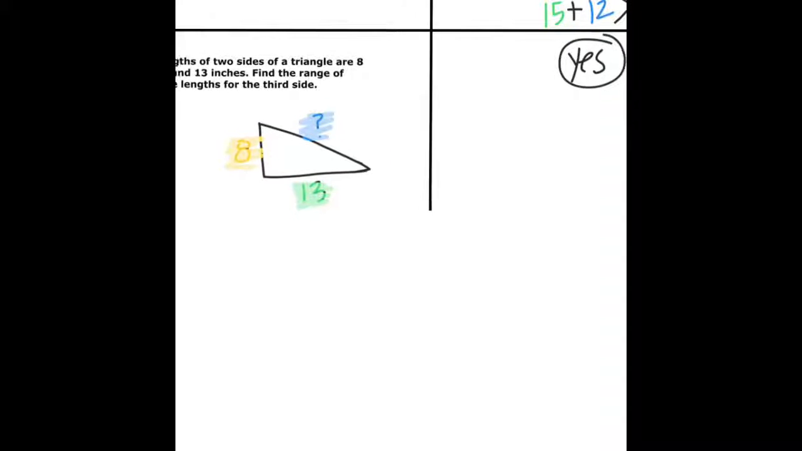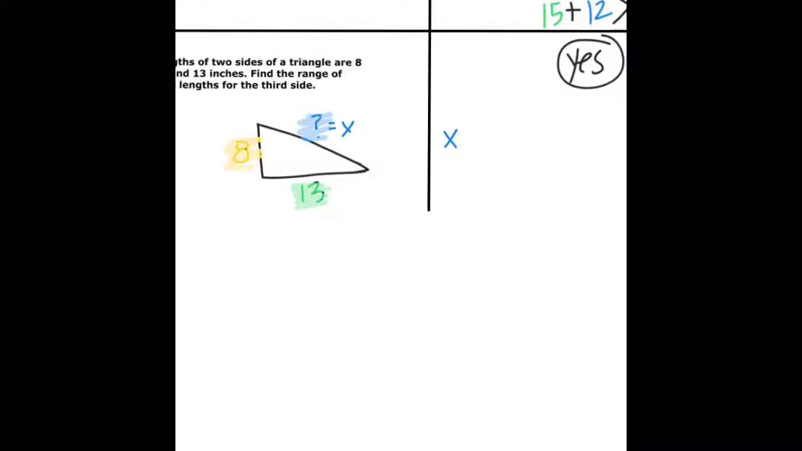So if I move this diagram over, what I know is that whatever my question mark length is, we'll call it x, I suppose. If I add x to my yellow 8, that solution has to be greater than 13. So what I can do is solve a little mini equation and realize that in that case, x would have to be greater than 5.